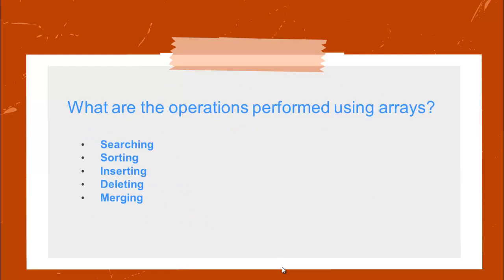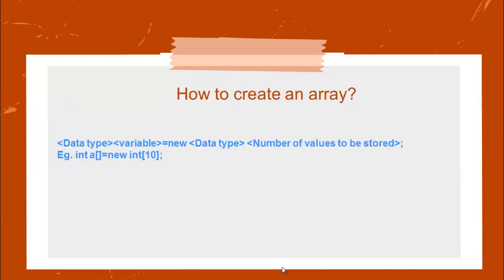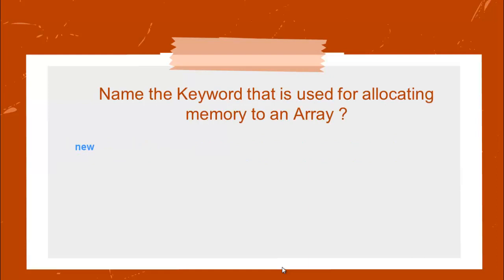What are the operations performed using an array? Searching, sorting, inserting, deleting, and merging. How will you create an array? Data type, variable name = new data type[number of values stored]. So int a[] = new int[10]. Name the keyword that is used for allocating memory to an array: it is new.